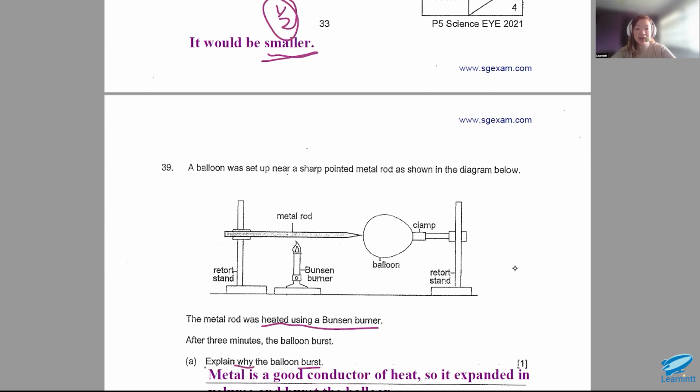This one is easy. Since it has to do with heat, we're talking about good conductors, poor conductors. We're talking about probably evaporation sometimes. Over here, there's no evaporation, no water. So now metal is a good conductor of heat. So when it's heated up, it will swell up. Okay, we cannot use swell, right? It will expand. And because of that, if it expands, the sharp point will burst the balloon. As simple as that. How do you write it?